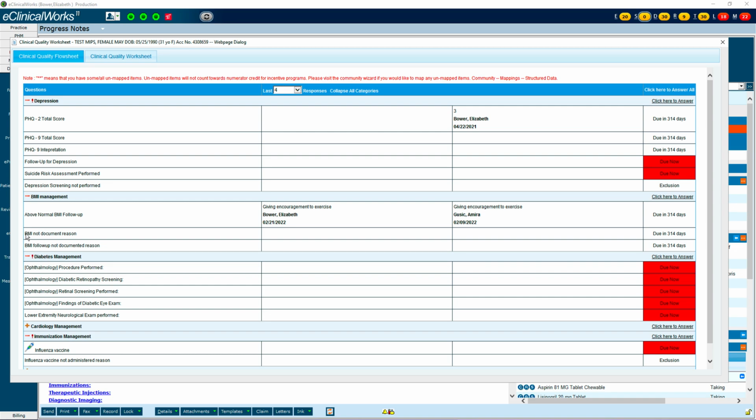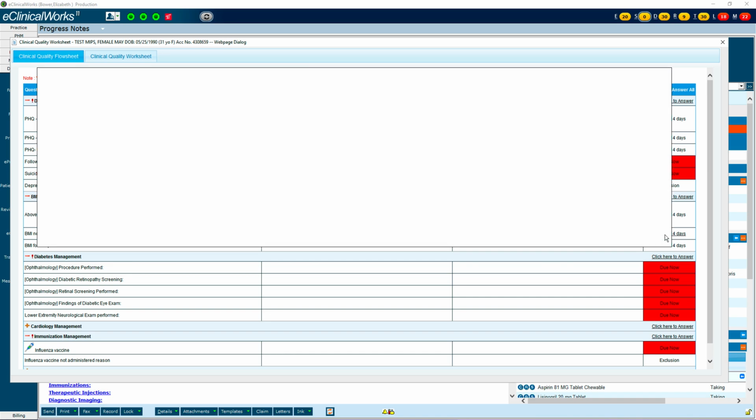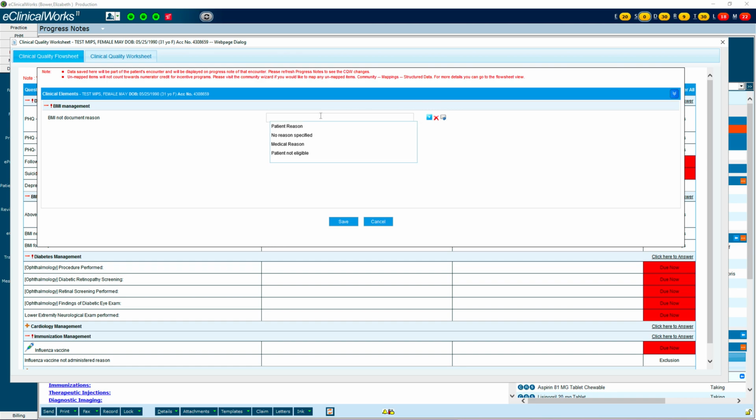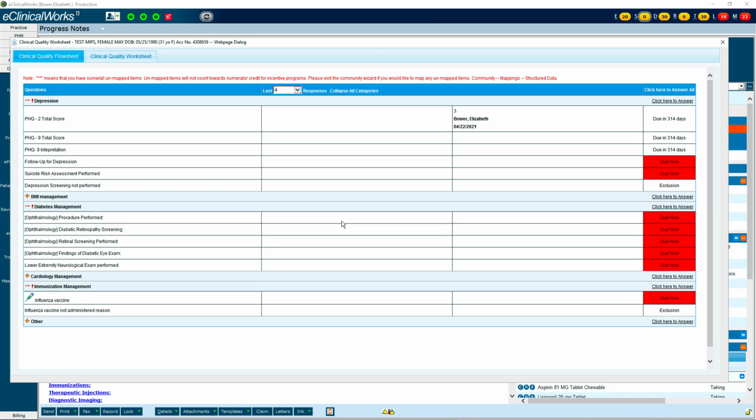And if that is the case, under BMI not documented reason, which means the weight is going to be blank in the vital sign and there will be no BMI calculated, you're going to click under do under here and select whatever is the most appropriate. Patient reason, for instance, they refuse to get on the scale, medical reason, or not eligible. Please do not ever use no reason specified. Once you've selected the appropriate choice, you're going to save your work.